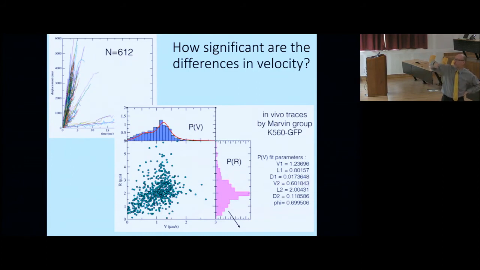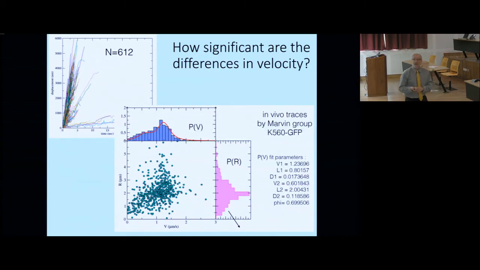So this could be decomposed roughly into two different populations. One had a velocity of 1.2 microns per second and a decay length of 0.8. And the other was 0.6 microns per second and a decay length of 2. I'm not sure exactly how statistically significantly different they are, but it's not like these guys are super ill or anything. So it looks like there's heterogeneity in vivo.